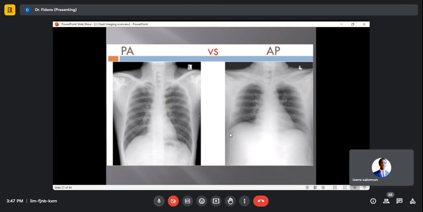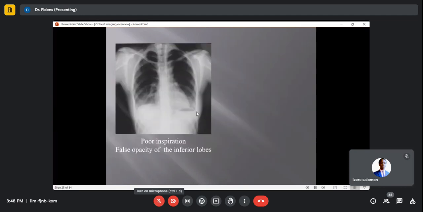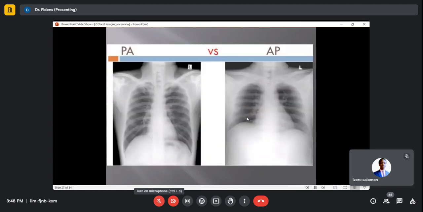Cardiomegaly on AP view. Not cardiomegaly. The heart is enlarged. When you say cardiomegaly, the heart is enlarged compared to this one. What else? No gastric bubble on AP. But here there's a gastric bubble. And the lung field becomes small because they are not expanded as on a PA view.